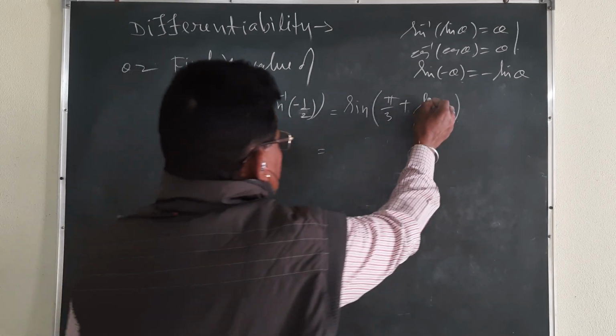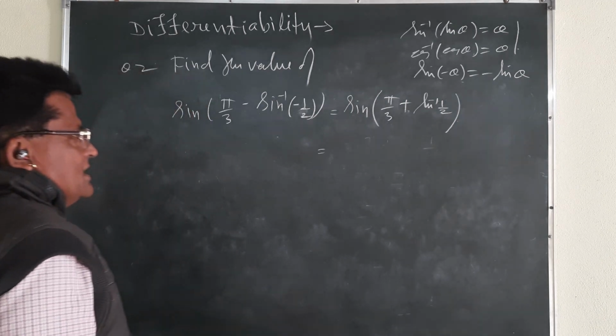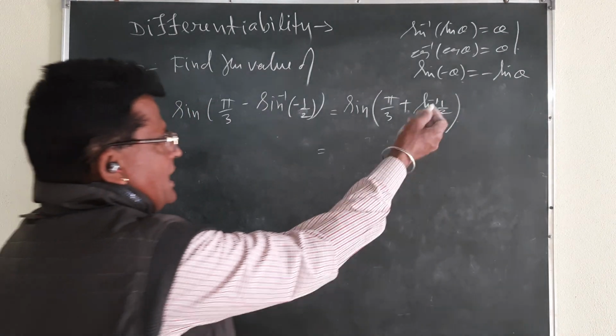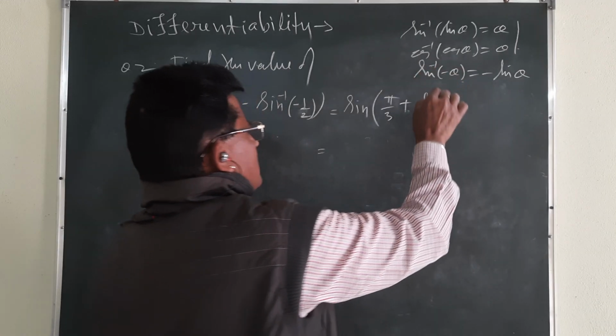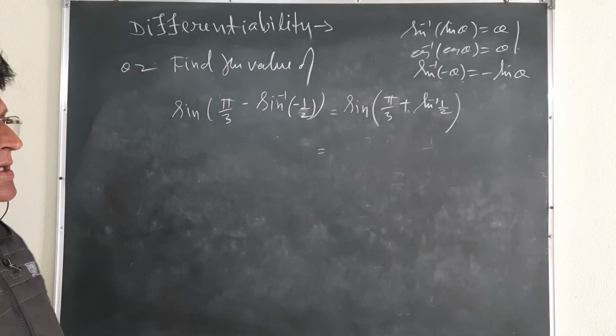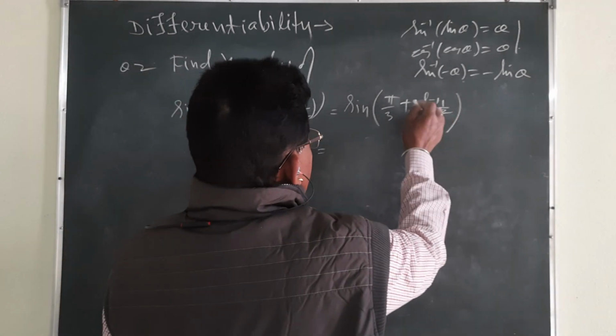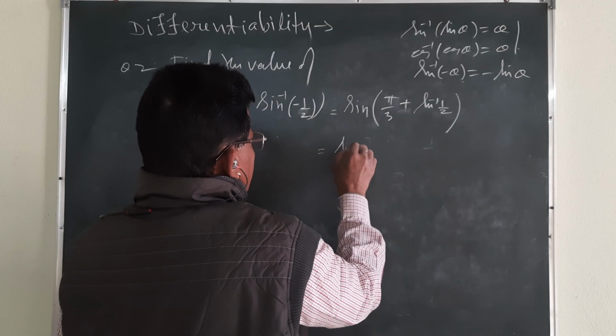Then what will happen? But here it is inverse. Don't forget it. It is inverse: sin inverse 1 by 2. And same thing with the inverse also: sin inverse minus theta, that is minus sin inverse theta. Okay. Let me take another thing.